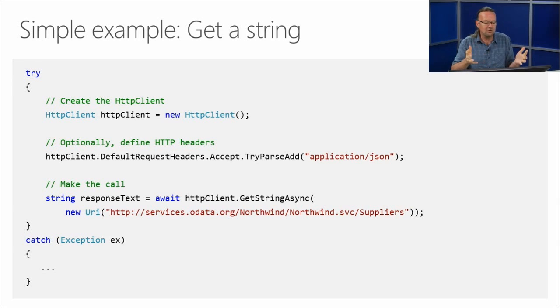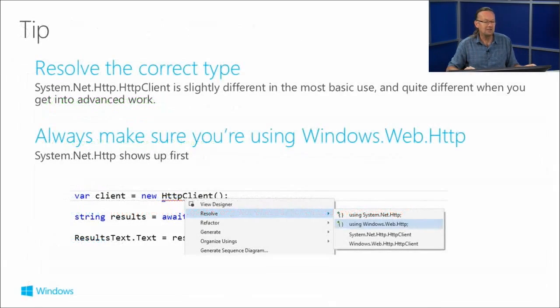And then if you want to get a string, like if it's a service that returns JSON or XML or something, you can just call HttpClient.GetStringAsync. That's it. That's as simple as it is.